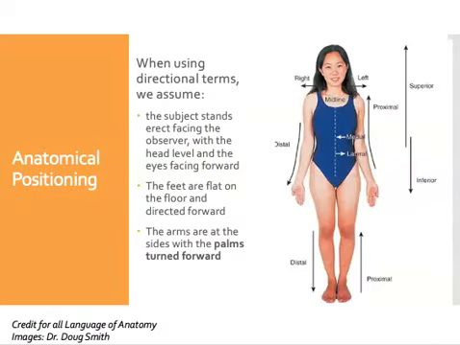Before we start talking about this terminology, we have to have an understanding of what's called anatomical positioning. And that's what you're looking at on this slide. Whenever we use the directional terms of anatomy and physiology, we imagine a human with proper anatomical positioning. Now, what do I mean by that? It means that the person is standing upright, facing the observer, facing the person that's doing the describing. Their head is level and their eyes are facing forward.